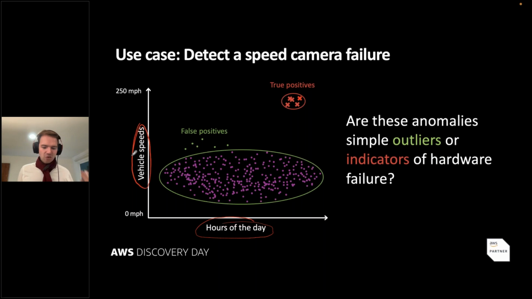So if we're trying to do what's called anomaly detection, we try to discover if this is a real car that was speeding, like a Formula 1 car that was speeding too much, or if perhaps that measurement was caused by a failure in the equipment. So another great example of unsupervised learning is anomaly detection.